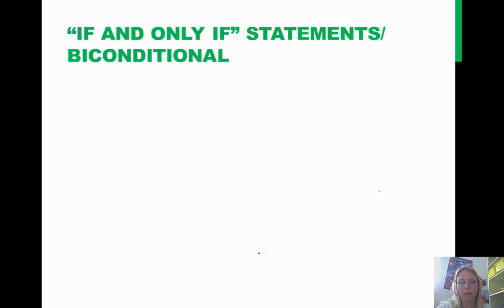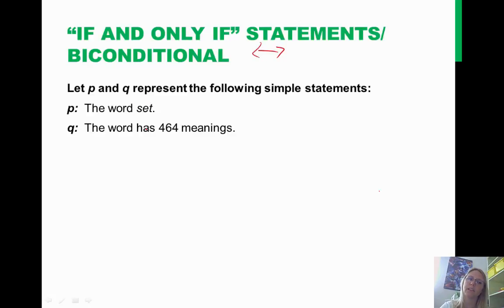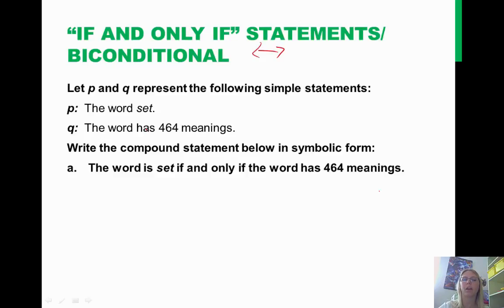The last connective statement I want to talk to you about today is the if and only if statement. It is a biconditional and it has arrows at both ends. So we're going to look at the statement P: the word is set, and notice it's italicized because we're talking about the actual word set. And Q: the word has 464 meanings. We're going to write a compound statement for this in symbolic form. The word is set if and only if the word has 464 meanings. So the first part was a P. Then we have the if and only if, so we're going to use the double arrow, and Q.